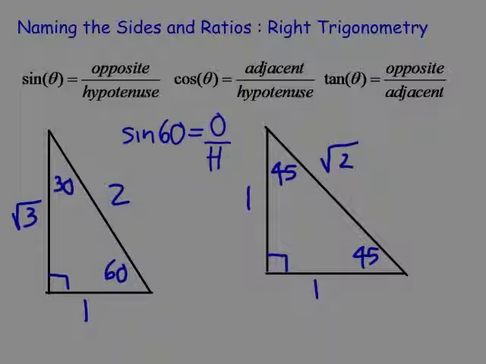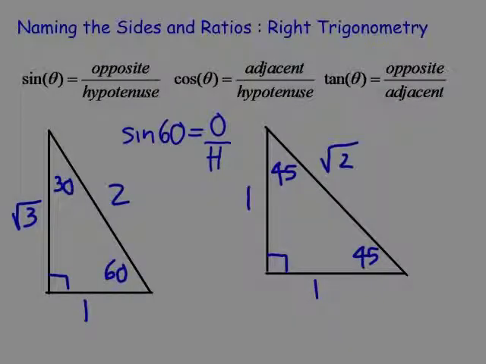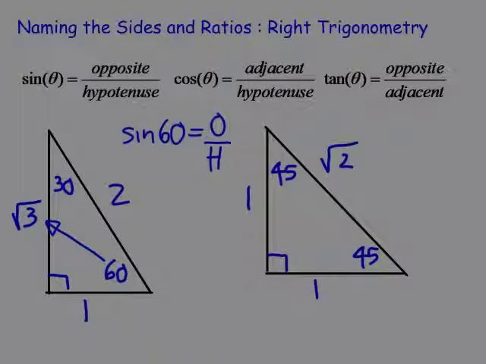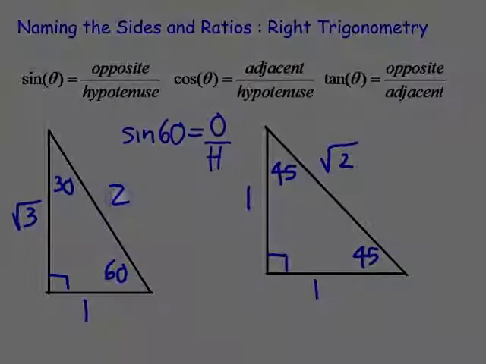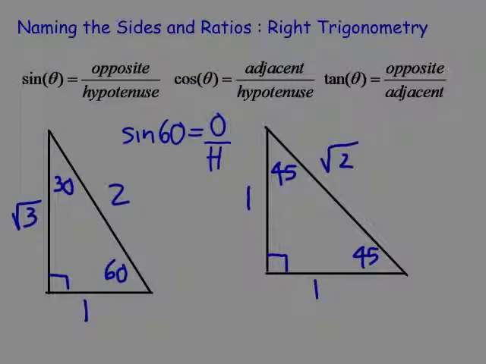Let's work out what is the opposite of 60. Where's 60? 60 is here. What is the opposite? The opposite of 60 is here. What's the opposite of 60? That's right, root 3. How about the hypotenuse? It's the biggest side of the triangle, yes, it's 2. So the sine of 60 we could write as equal to the opposite, root 3, over 2. So the sine of 60 is exactly equal to root 3 on 2.